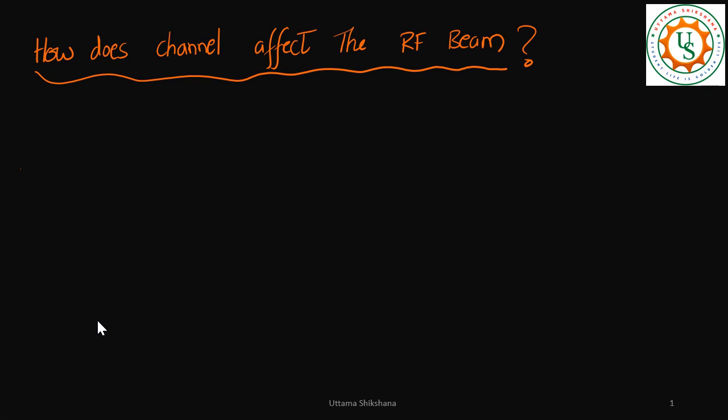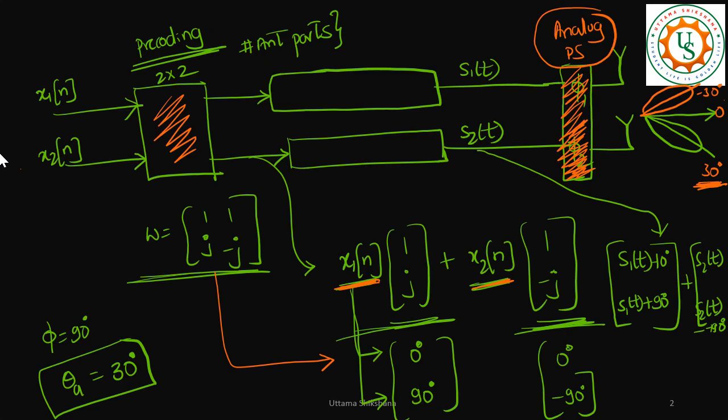Hey guys, welcome back. In this video, I will mainly talk about how the channel affects the RF beam. In the previous video, I was talking about how the pre-coding matrix would influence the RF beam. I had taken an example matrix of this form, and I was mentioning that with this, the beams would be forming in these directions, right?